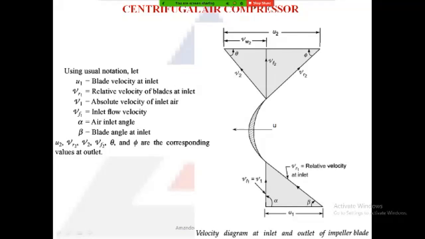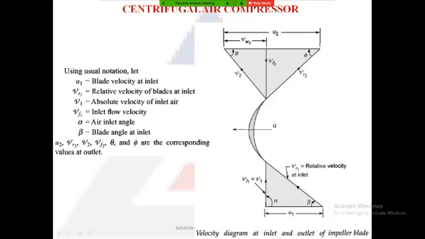So the relative velocity with which the air actually enters the blade is VR1. This is the relative velocity because the absolute velocity of air is perpendicular to the blade velocity u. So by using the relative concept, the air enters with the relative velocity, and this relative velocity of air at the inlet makes an angle beta with the inlet blade velocity u1.